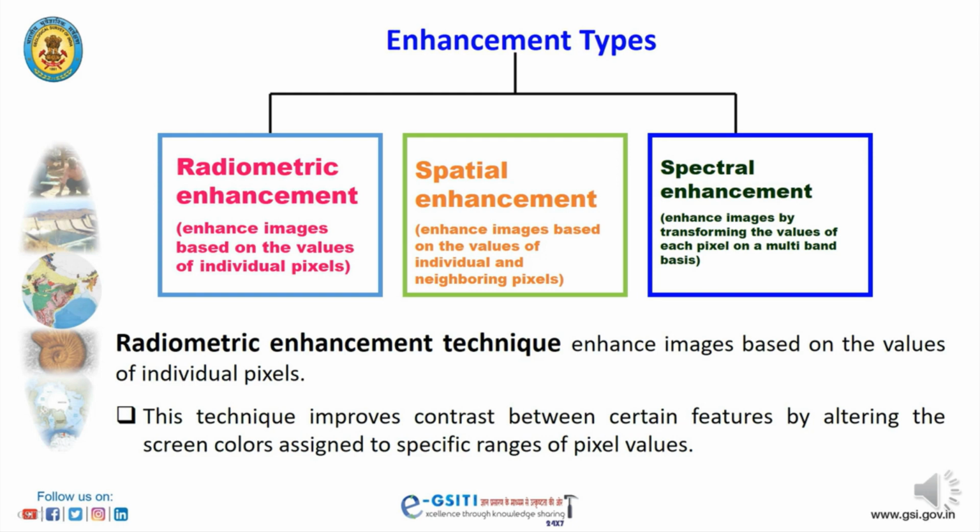In my previous slide I described the enhancement techniques. So there are three types of enhancement techniques: radiometric, spatial and spectral. Radiometric enhancement technique enhances images based on the values of individual pixels. This technique improves contrast between certain features by altering the screen colors assigned to specific ranges of pixel values.